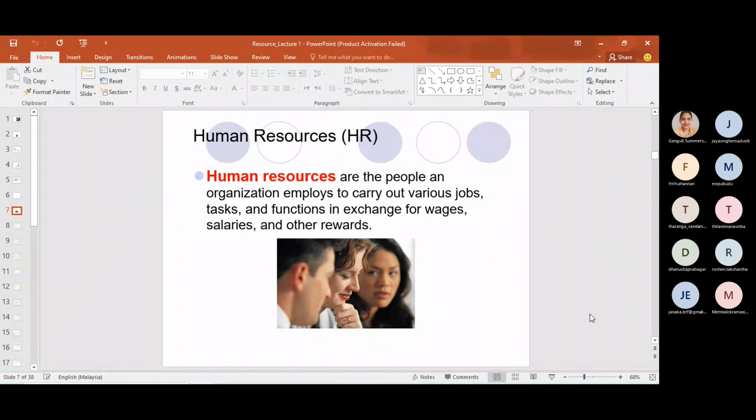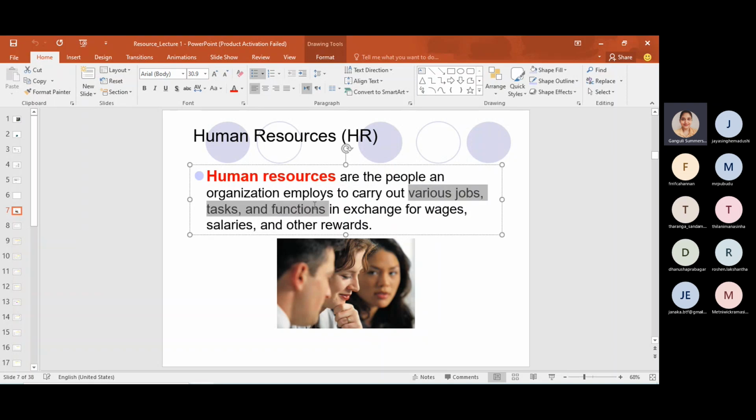So very simply, human resources means basically the humans or the people in your workplace. That is the simplest definition that we can give for human resources. So why do we have human beings in an organization, in a workplace? To carry out various jobs, tasks, and functions, right?